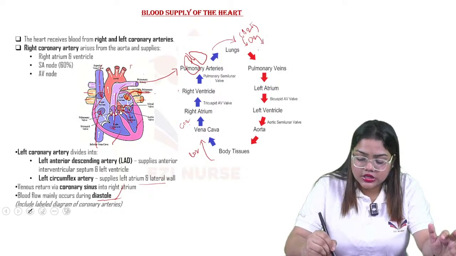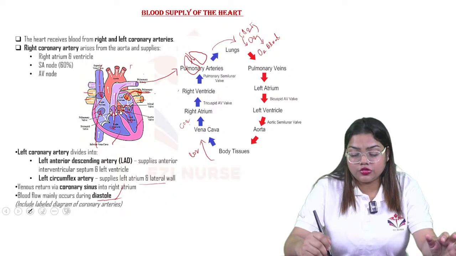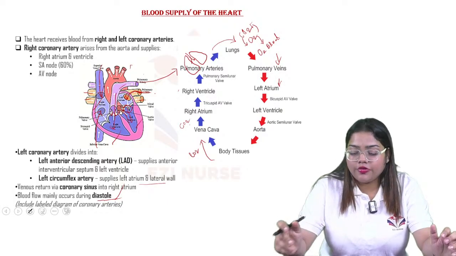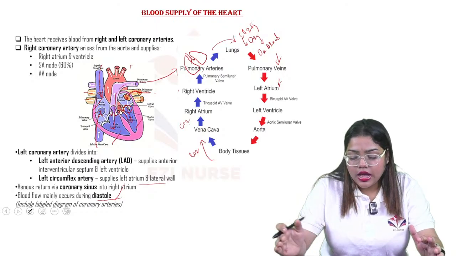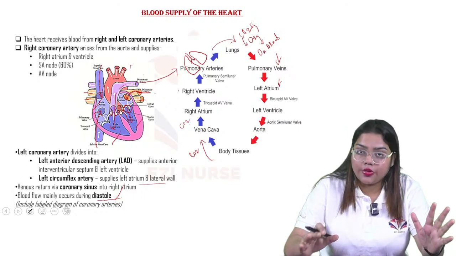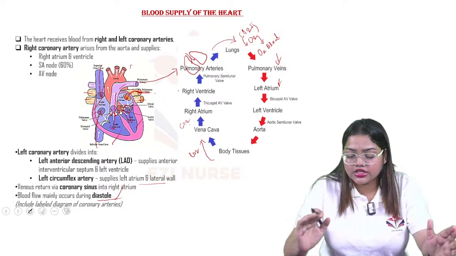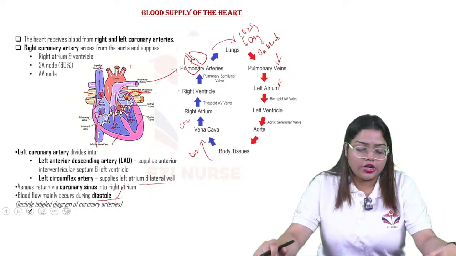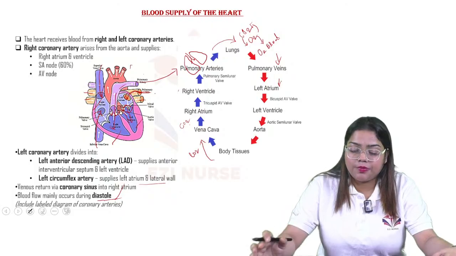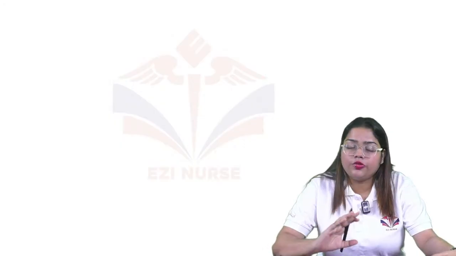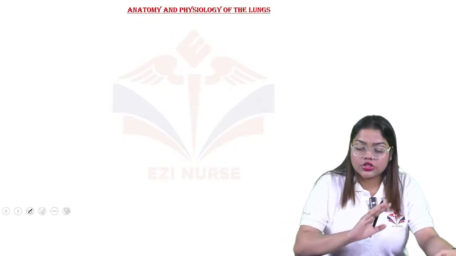Then the oxygenated blood will come into the pulmonary veins. Through the pulmonary veins, it will go into the left atrium. It will cross the bicuspid AV valve and go to the left ventricle. From the left ventricle, it will go to the aorta by passing the aortic semilunar valve, and from the aorta, it will spread to the body tissue. So this is how blood supply actually happens in the heart. In the next session, we will definitely discuss the heart in detail, so do not worry.